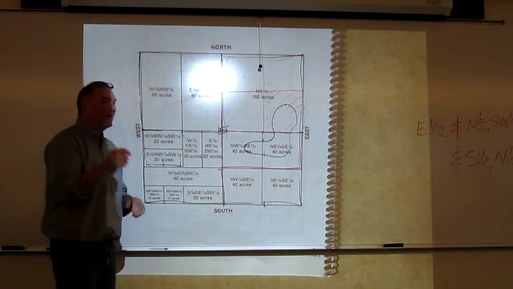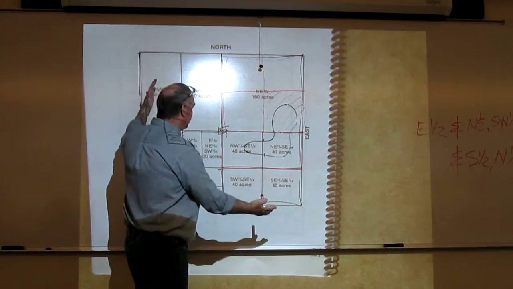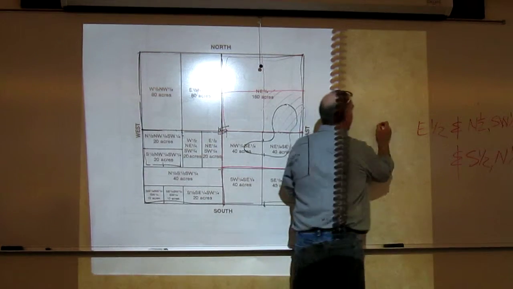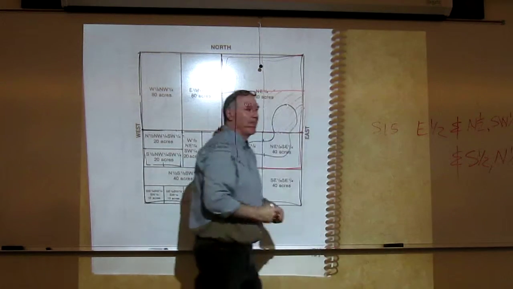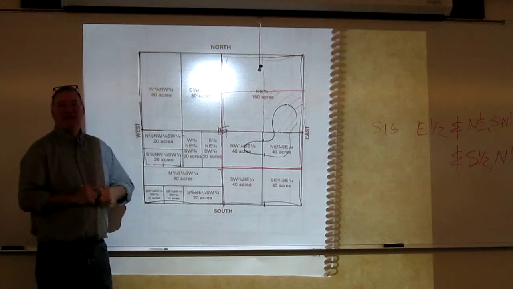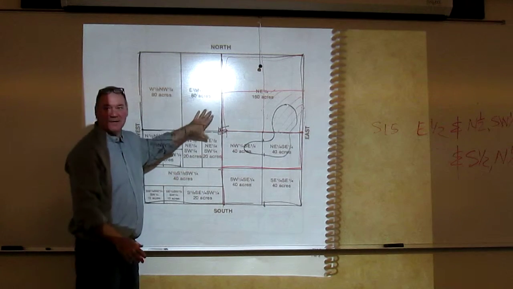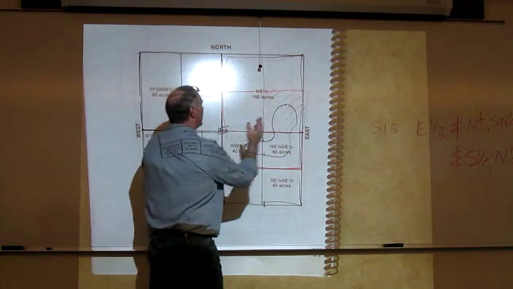Okay, so let's read this thing. East half. So I've got a section. Now there will be a section number and start. Section 15. And there will be a township and range. That gets us to all this. Then I'm going to tell them, okay, we're going to deal with nothing but the east half of this.